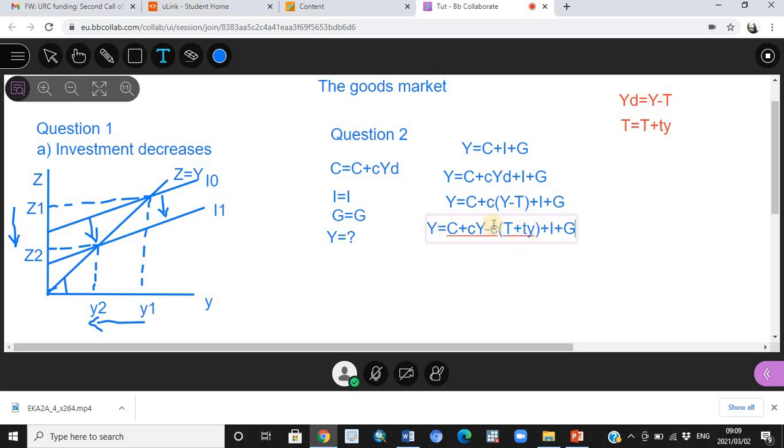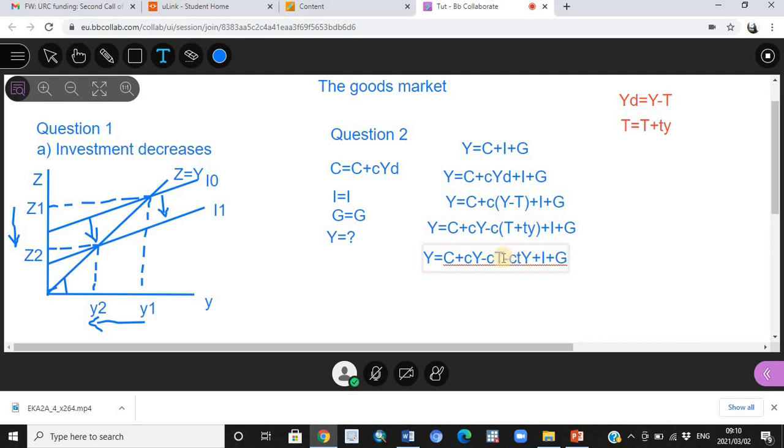So we are also going to distribute this. Here we will have again our Y equals C plus CY, minus CT, minus CtY. This is a big Y, here I made it a bit like a C. It's a big Y, CtY. This is going to be plus I plus G. Very good. There we go. Now it's easier.